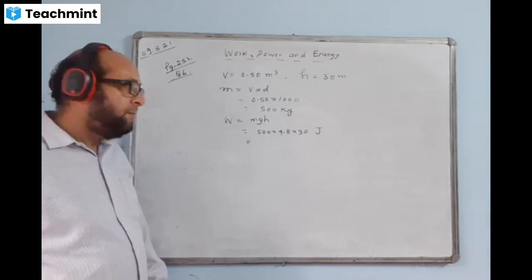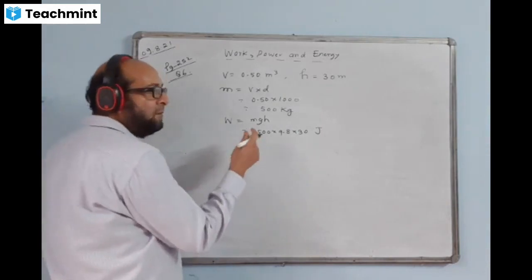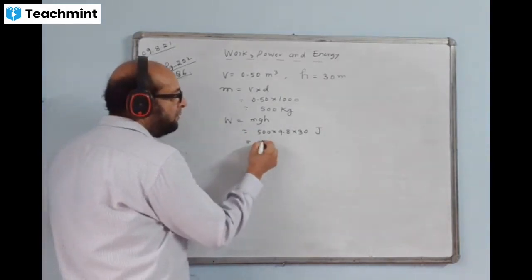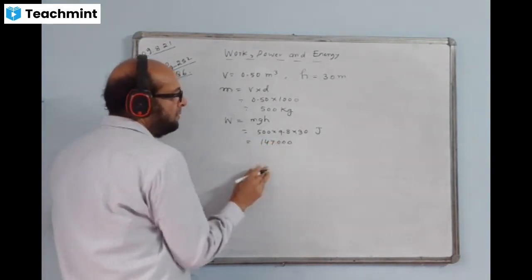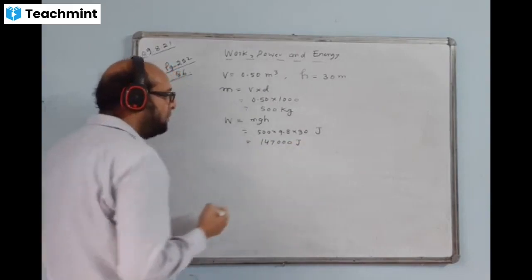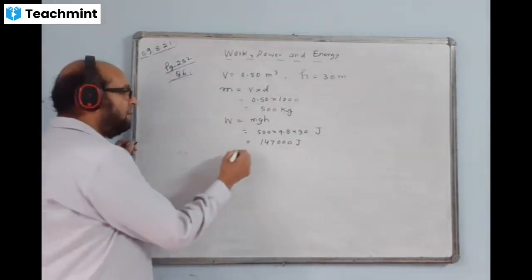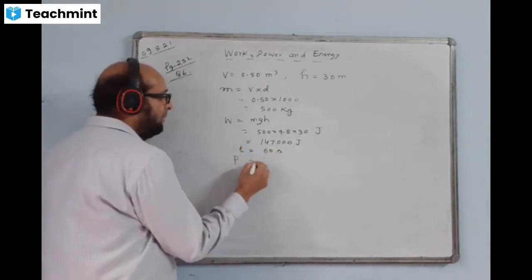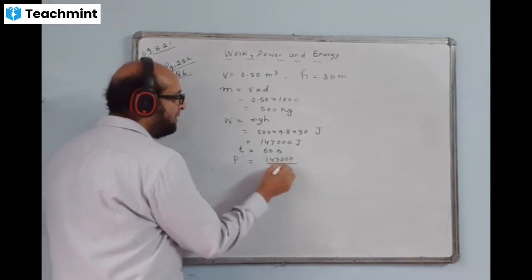What is the answer? Sir, 147,000. How many zeros? 3 zeros. Okay, this much. Work that is coming this. Time given per minute, that means time is 60 seconds. Find power. Power will be work by the time, 147000 by 60.